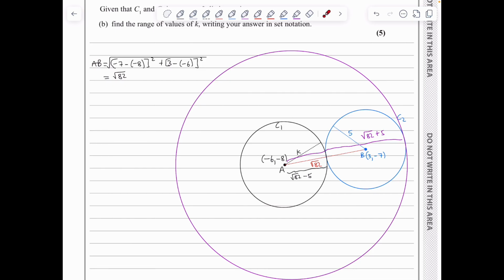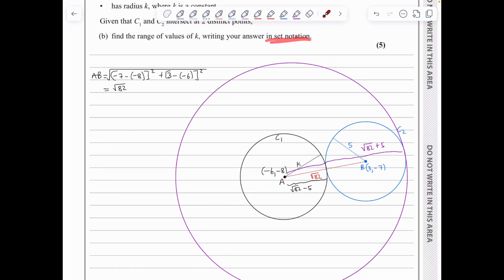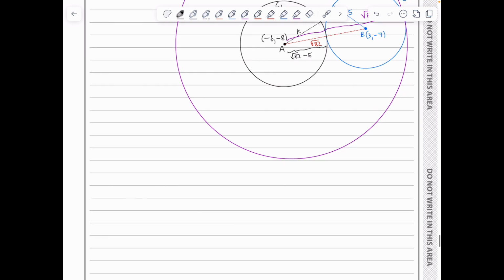Now we've been asked to give our answer in set notation. So my final answer here will be all k such that k belongs to the reals, and we've got √82 minus 5 being less than k being less than √82 plus 5. Obviously, we need strict inequalities because we've got two distinct points of intersection. If we are equal to the critical values, then we've got a single point of intersection. So this is the final answer for part B.